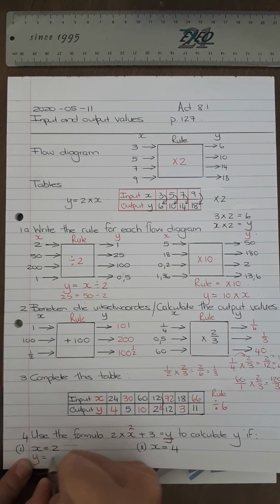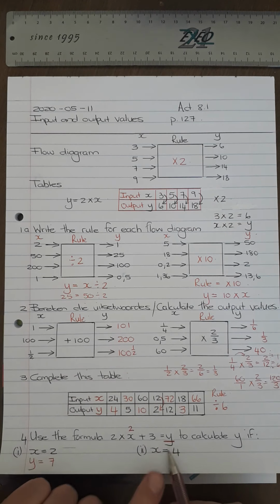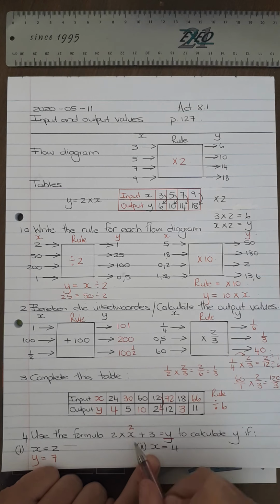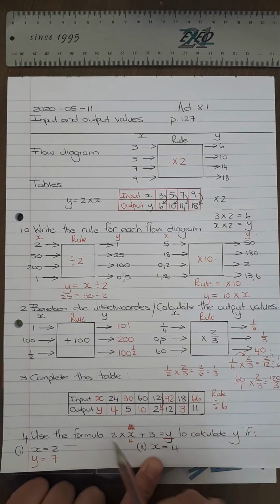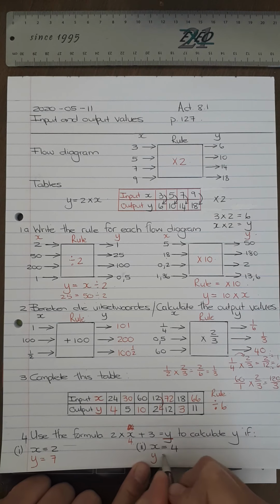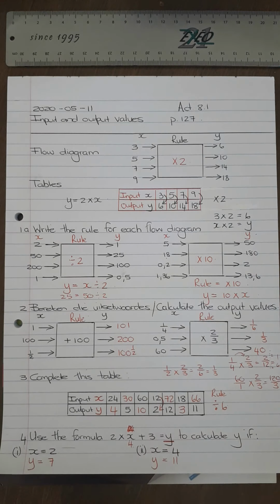Y will be 7. Look at the next one. If I substitute the x with a 4 now, then I get 2 times 4, 8, plus 3, 11. Y equals 11. Okay, and that's how you do it.